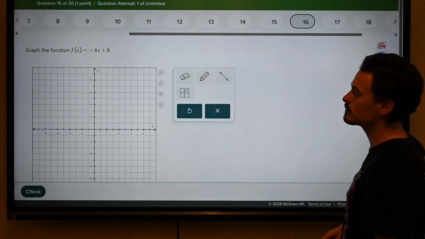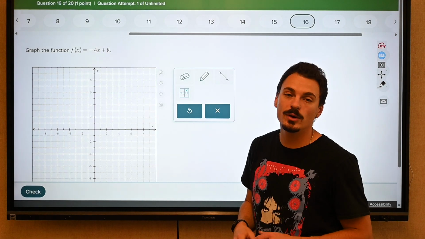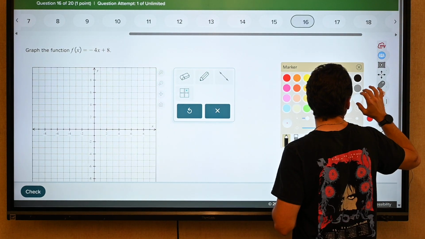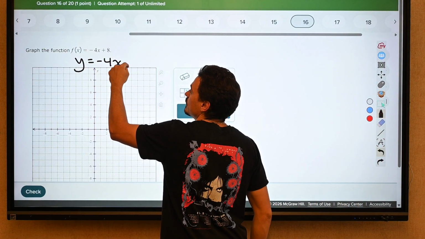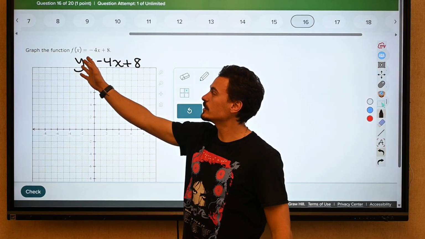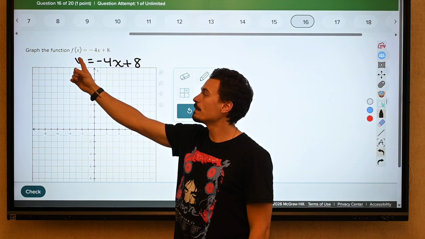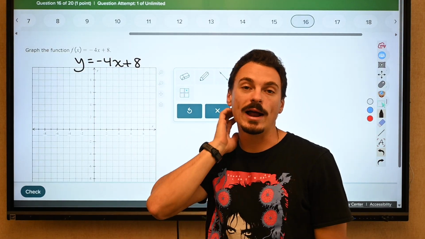Okay. Now number 16, real quick, just wanted to show you guys this. I'm not going to do it because it's the same exact thing as if you had y equals -4x plus 8. It's the same exact process. It wants you to graph the function. So the only difference is that we're using f of x, which is just function notation. And you can think of it as another way of writing y, or your output.